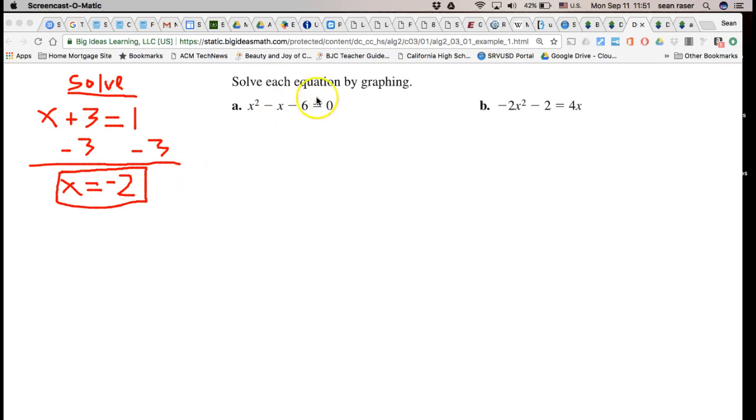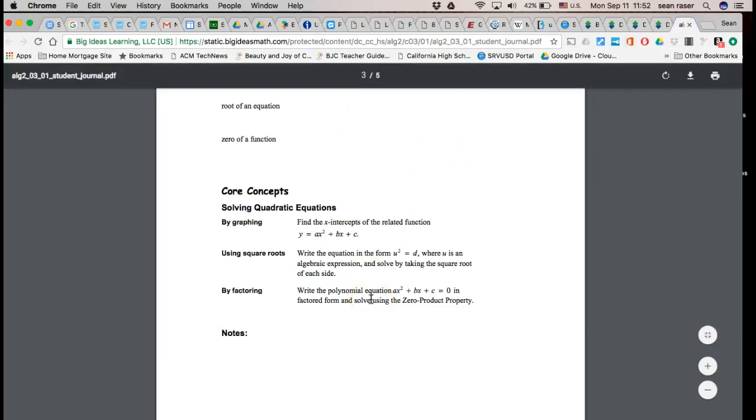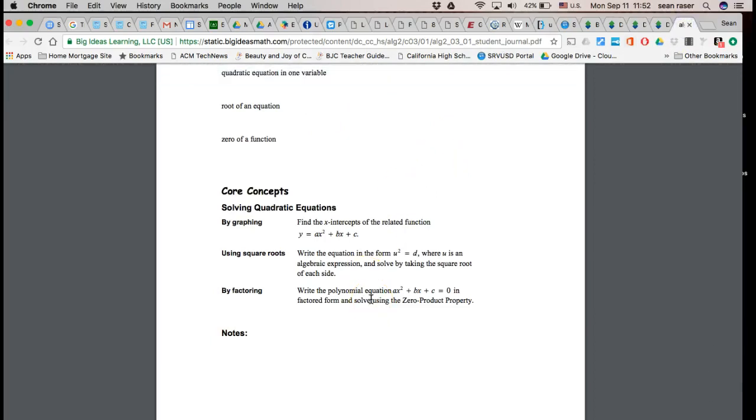Okay, so when you're asked to solve a quadratic equation, what you are doing is finding the values for x which make this a true statement. Now, if we look in our journal, there are 3 different methods that we're going to look at right now for solving quadratics. The first one is graphing: find the x-intercepts of the related function. So what we do is we graph our function and we find the x-intercepts.